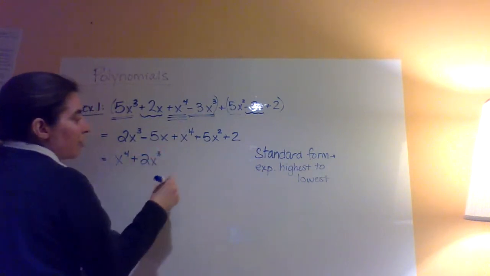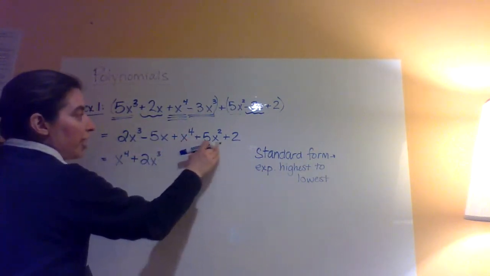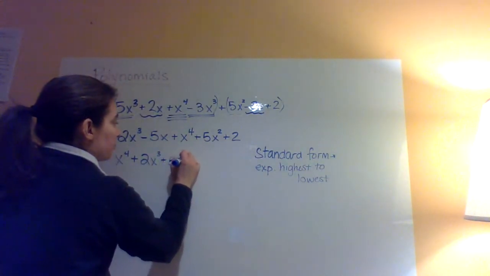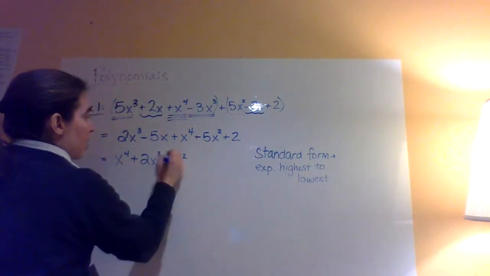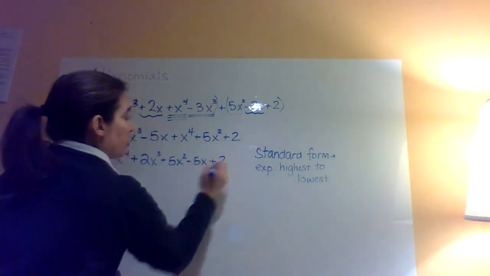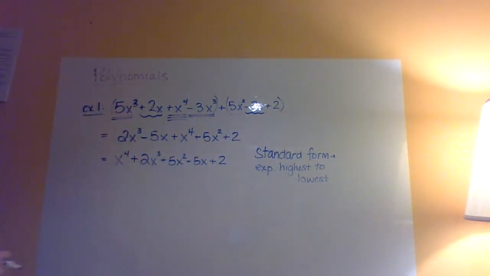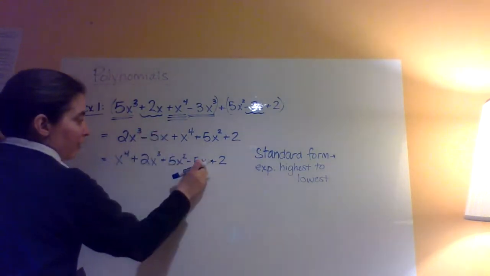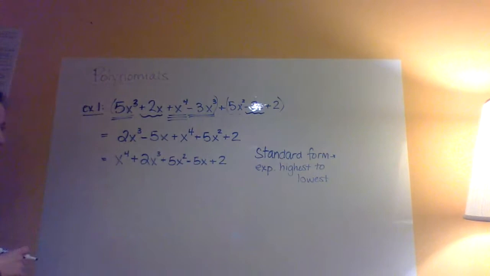So when we move things around, the sign in front of it goes with it. So plus 5x squared. And then minus 5x plus 2. Okay, so when I moved this negative 5x, the negative sign went with it, no matter where it ended up in the polynomial.